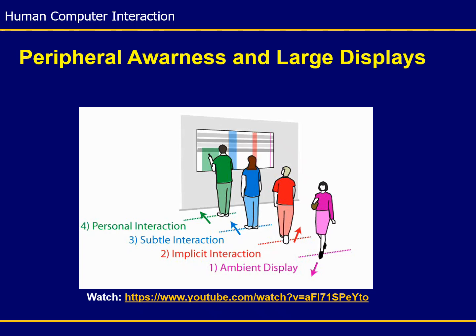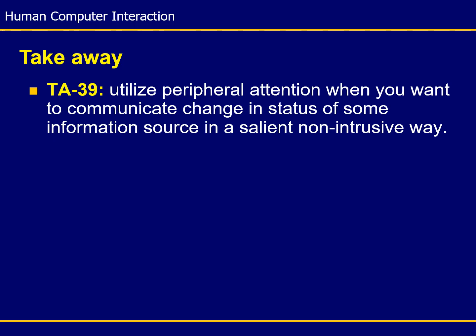Okay? So, again, this is using what? Using your peripheral vision. Because when you walk by these devices, you will not be facing them, they will be on your side. So you're seeing them from the periphery. So, the takeaway here is to utilize peripheral attention when you want to communicate change in status of some information source in a salient, non-intrusive way.